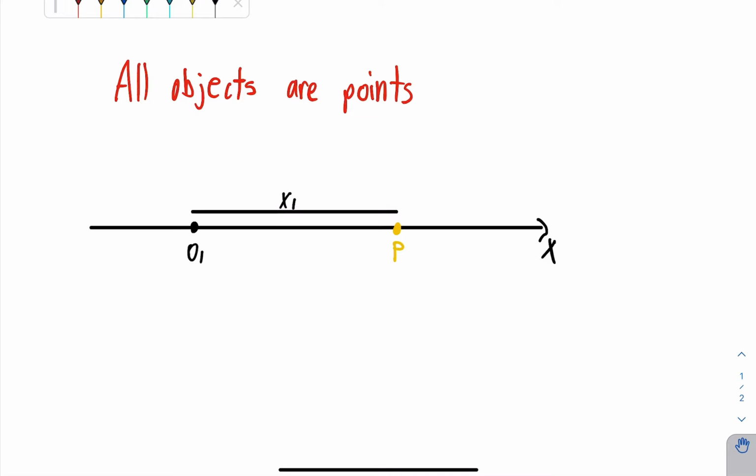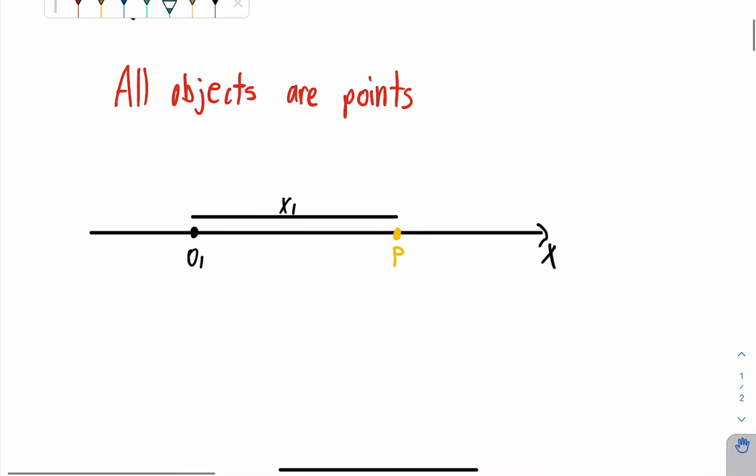Now let's add another observer. We'll call this O sub 2. And from O sub 2, we are going to be a distance x sub 2 away from P. So both our observers are going to disagree about how far P is away from them because, well, they're at different values to start with, so of course they're going to disagree about where P is. However, as P moves through time, they are going to agree about how far away P moves.